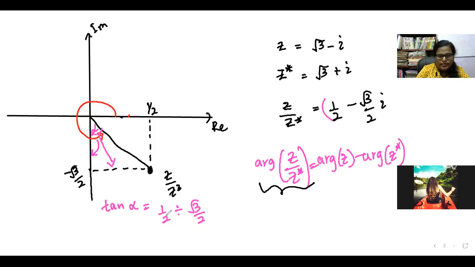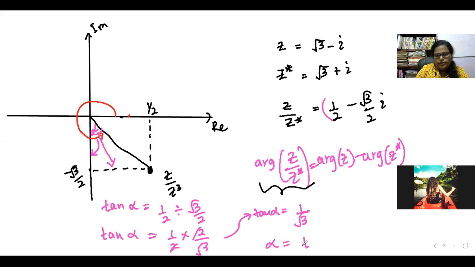Then you can take tan alpha equals 1 over 2 multiplied by 2 over square root 3, right? So tan alpha can be written as 1 over square root 3. So alpha can be taken as tan inverse of 1 over square root 3, so it is equal to 30 degrees. This value can be taken from the calculator, right?